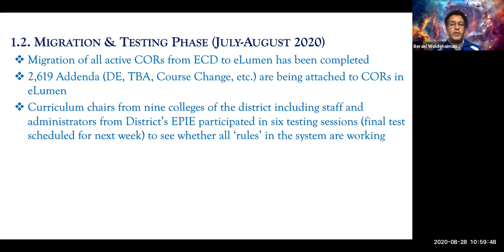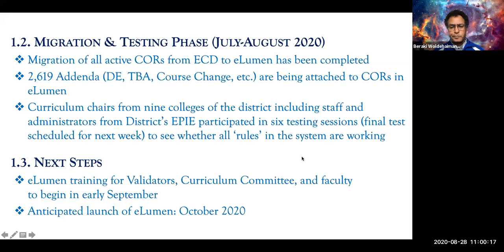Now, during this period, July, August, curriculum chairs from all 9 colleges, including from the district, have been participating in testing the system, testing for whether the rules are working in the system or not. So we are now left with one more final test, after which I think it will be considered as working, and therefore they can start the next steps of training validators, curriculum committee members, and faculty. This is scheduled to start in early September. We hope they will start in early September.